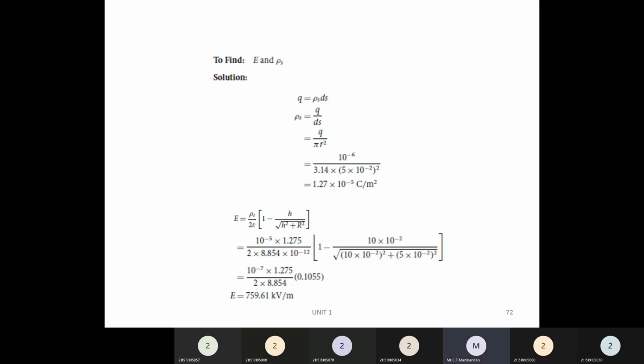Then substitute the rho S value here, and you will get the electric field. E equal to 759.61 kV per meter. So this is one of the concepts we have dealt with, the surface charge density.